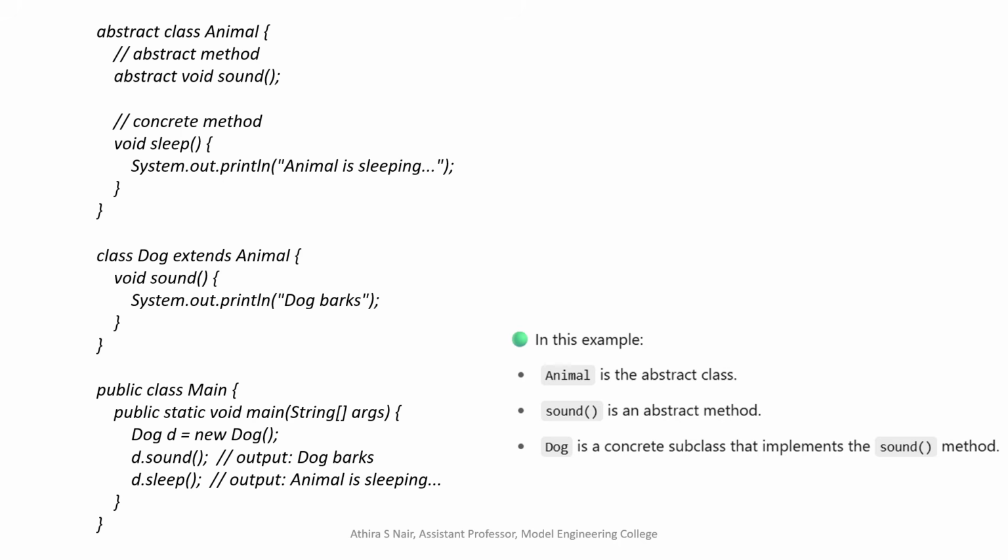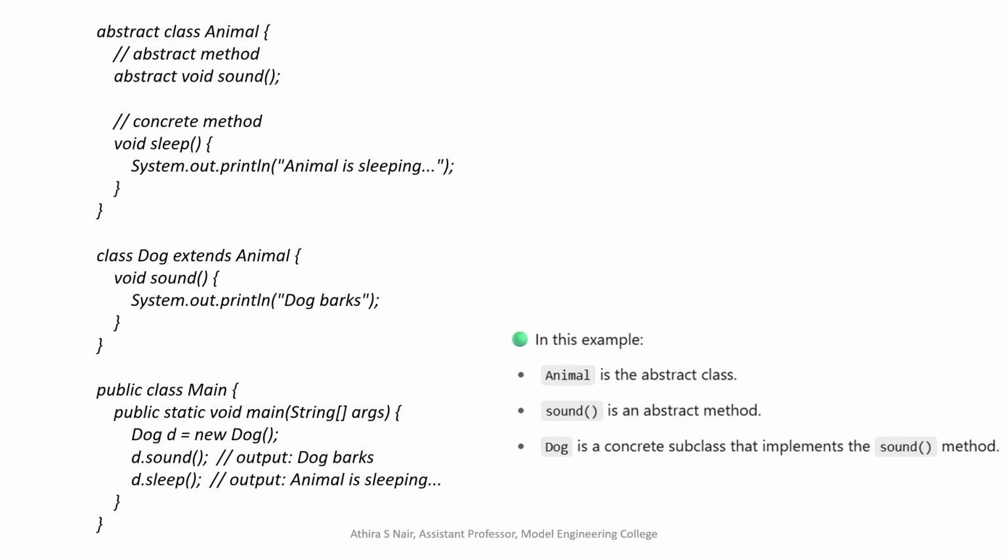So this is an example. Here we are creating an abstract class called Animal. We have an abstract method here, abstract void sound. There is no body because sound is different for different animals. So here we have created it as an abstract class.